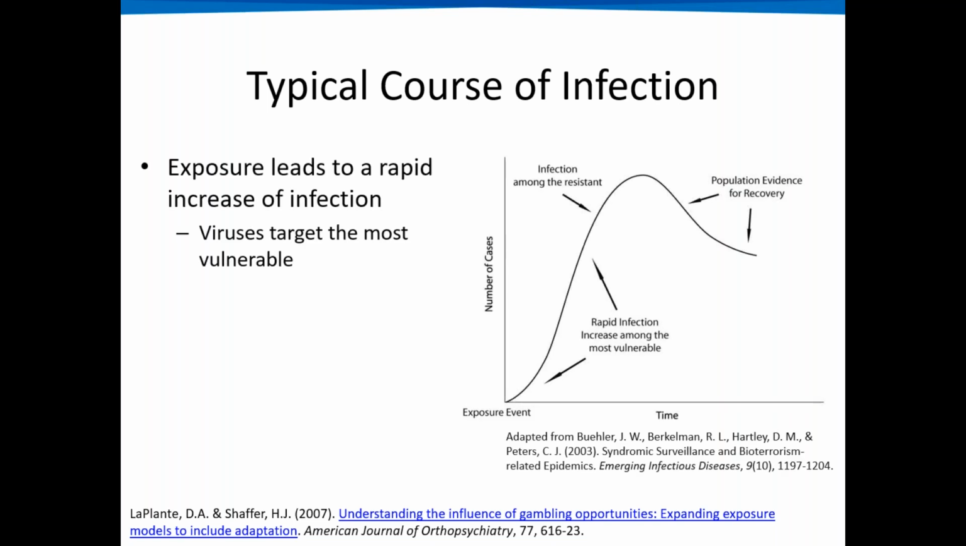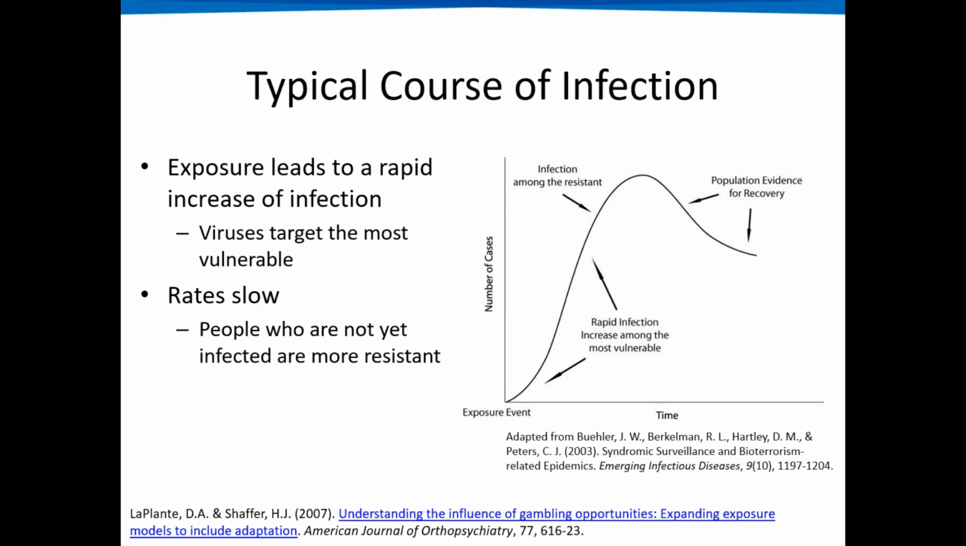Here's an illustration adapted from a paper on emerging infectious diseases. In this case, exposure leads to a rapid increase of infection. The infection targets the most vulnerable first. More exposure translates into a greater likelihood of infection for an increasingly large segment of the population. But then the rates slow, and people who are not yet infected become more resistant. People recover, and incidence rates decline.